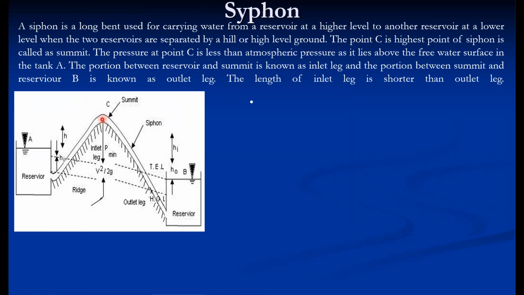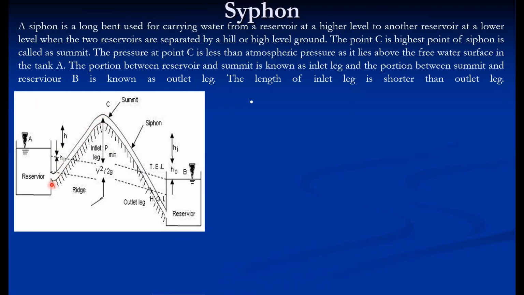The pressure at C is less than atmospheric, as it lies above the free water surface in the tank. Because this level is above level A, suppose up to this particular level the pressure is atmospheric, and beyond that the pressure is below atmospheric. So the pressure is lowest here, and after that the pressure decreases continuously.